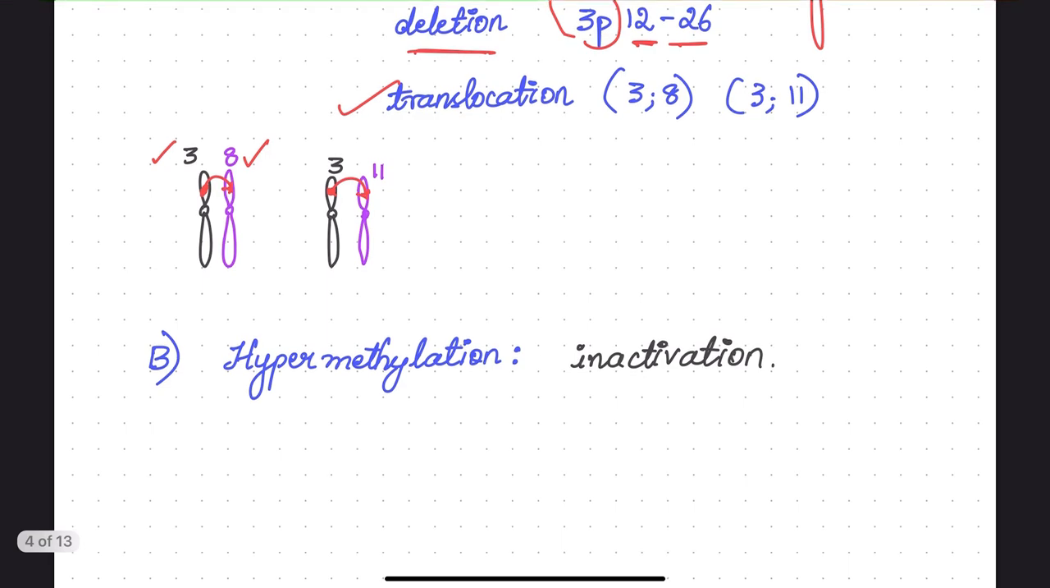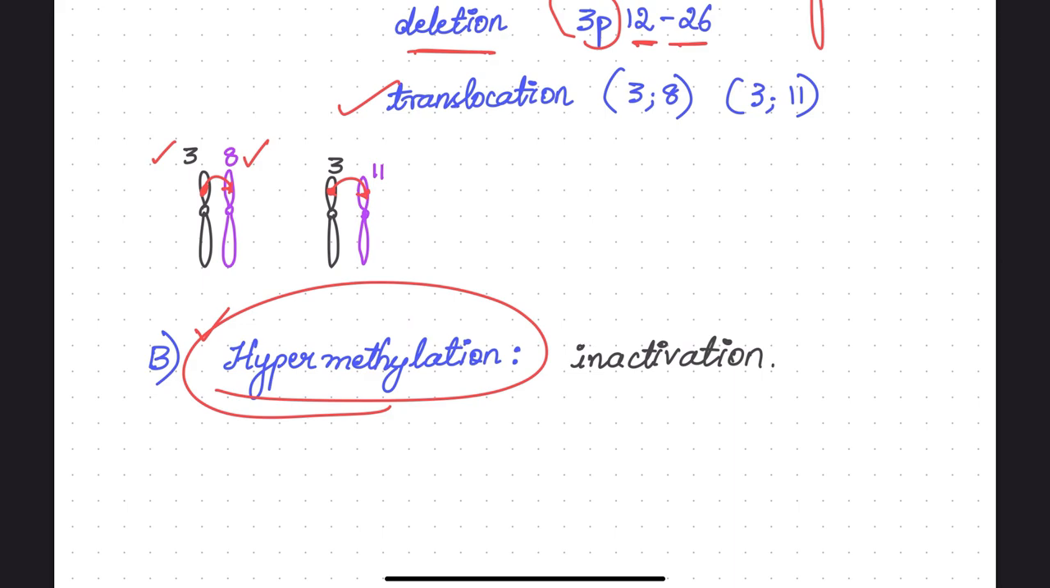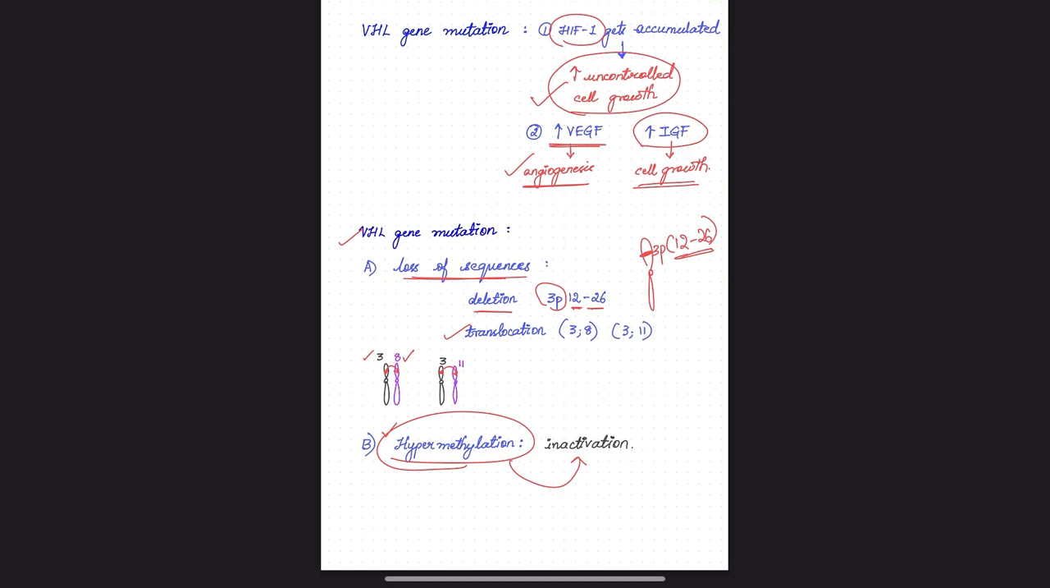Or it can be a hypermethylation. The VHL gene gets hypermethylated, which leads to its inactivation. Inactivation means loss of a tumor suppressor gene. The VHL itself acts as a tumor suppressor gene, and when it gets inactivated, that leads to cancer development.